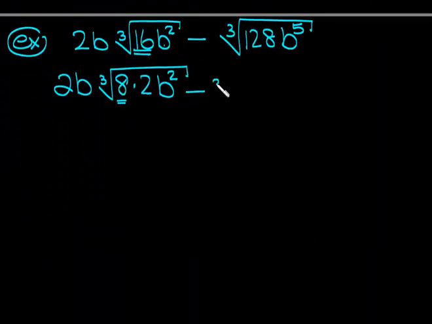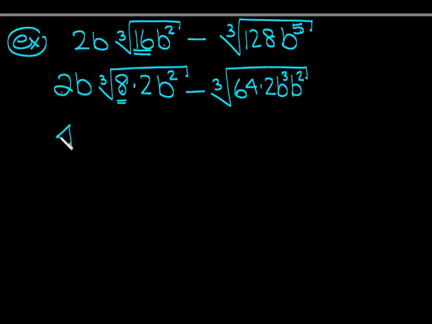So over here I can write it as the cube root of 64 times 2, and then b to the 5, since the power is 5 and the index is 3, I can write it as b cubed times b squared. Let's simplify this. The cube root of 8 is 2, the 2 comes out, there's already a 2 in the front, so 2 times 2 is 4b. I'm left with 2b squared, so this came out.